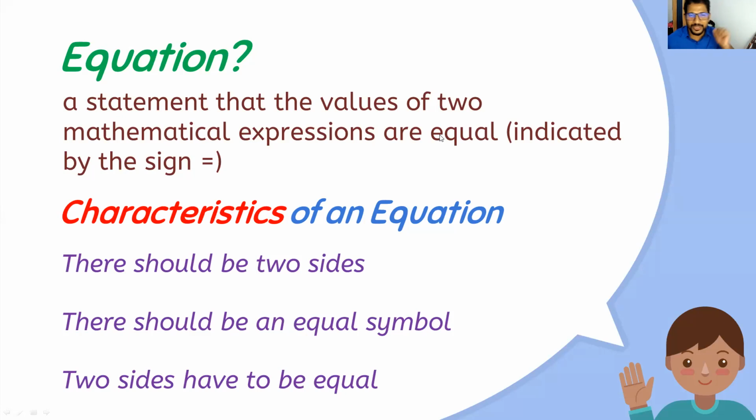Right. So let's get back to the lesson. It says there should be two sides. There should be an equal symbol, and the two sides have to be equal with each other on every occasion. On every occasion, side A should equal side B.